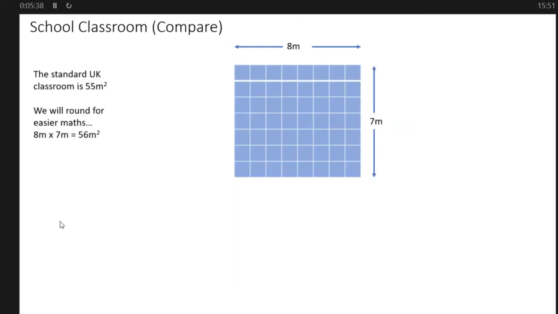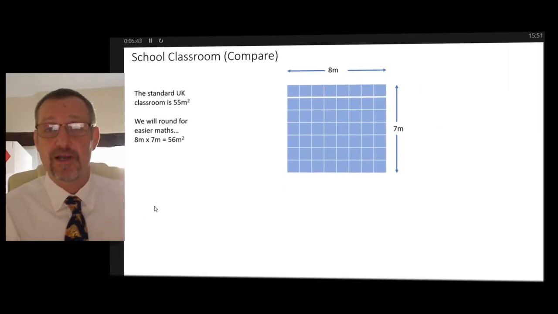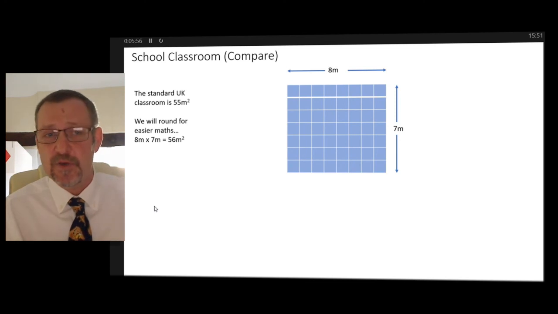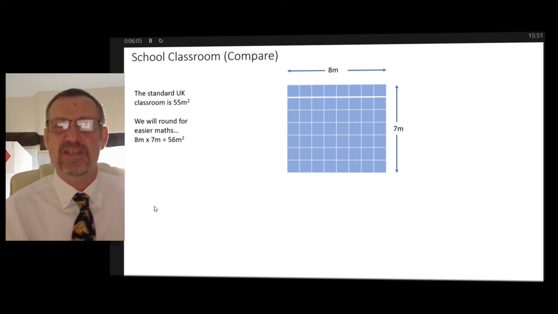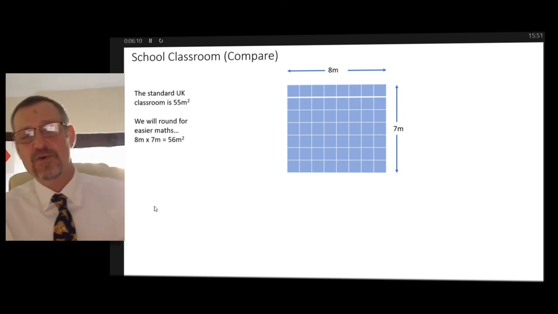So now we're going to compare that to a standard UK classroom. Now these numbers come from the government guidelines on what is a standard UK classroom. You can have larger classrooms if you've got scientific benches, if you've got a workshop, if you've got other things. But the standard UK everyday ordinary classroom, tables, chairs, whiteboard, etc., is 55 square meters. So I'm going to make that a little bit easier because most of us are rectangles, and I don't want a 5 meter by 11 meter room. I'm going for an 8 by 7, a square-ish room, and that gives us, of course, 56 square meters.